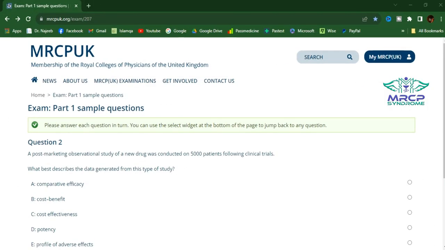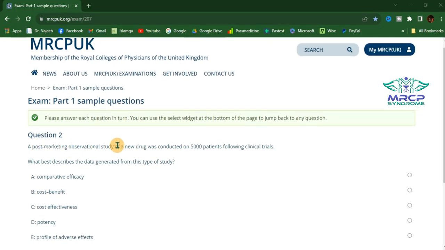What best describes the data generated from this type of study? Comparative efficacy, cost-benefit, cost-effectiveness, potency, profile of adverse effects. A post-marketing observational study of a new drug was conducted on 5,000 patients following clinical trials. What best describes the data generated from this type of study?